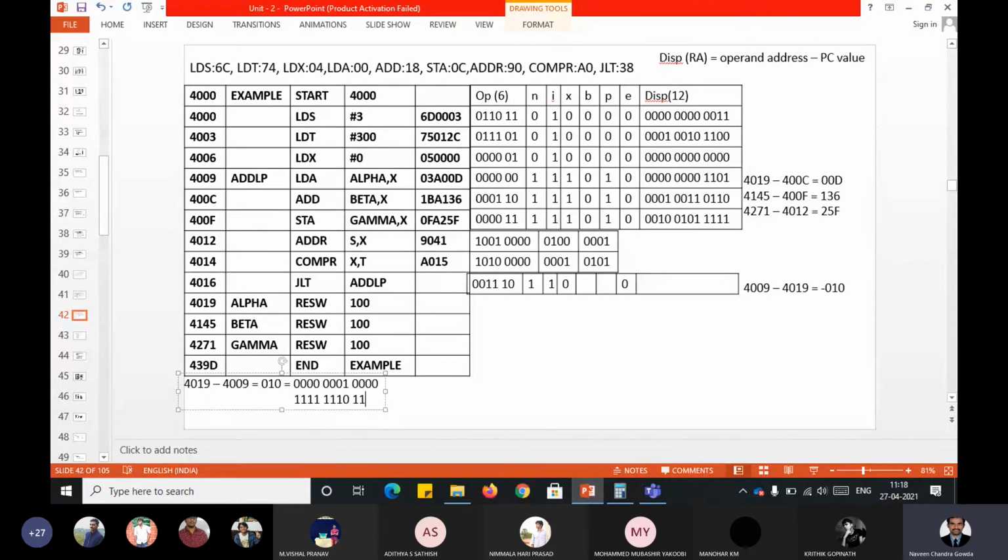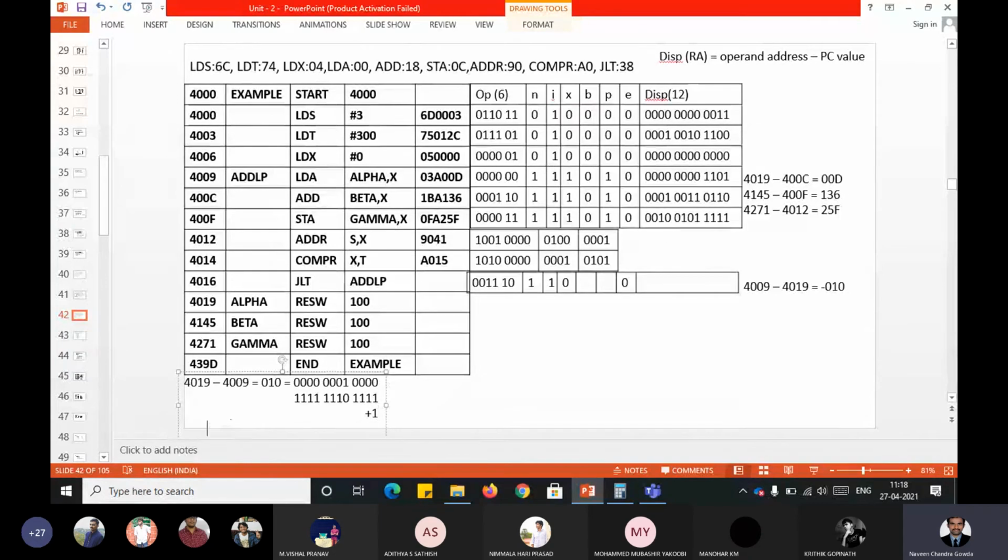But how to get this? Basically, if you observe, this 1 plus 1, you'll get a 0 carry 1. Again, that 1 will be added with this 1. So again, you'll get a 0 carry 1. Like that, if you keep adding the carry to every bit, what you are going to get is F0.